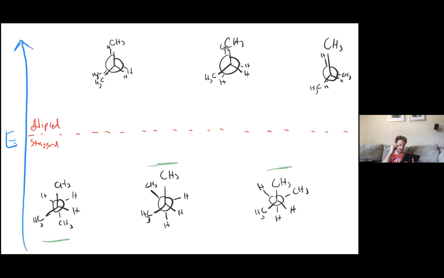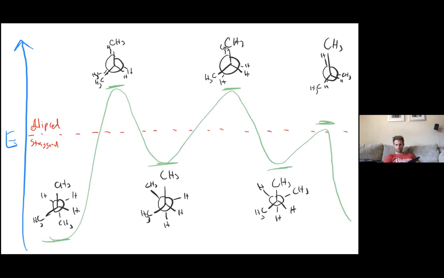Looking for carbon-carbon interactions on our eclipsed. We got 1 here, 1 here, none on the last one. So these 2 are going to be higher energy than the last one. We can connect the dots. Like so.